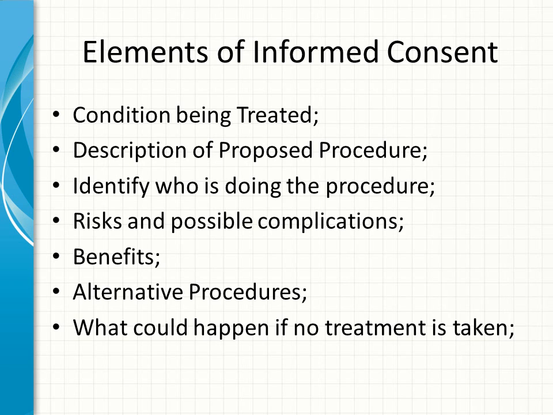Elements of informed consent. These are the things the patient needs to be told before informed consent can be given by the patient. They need to be told the condition they're being treated for, the description of the proposed procedure, who is doing the procedure, risks and possible complications of the procedure, benefits of having the procedure done, alternative procedures, and what the alternative is if no treatment is taken. All of these things must be told to the patient before the patient is informed enough to give an informed consent. And the patient needs to really appreciate and understand what is being said to him or her.